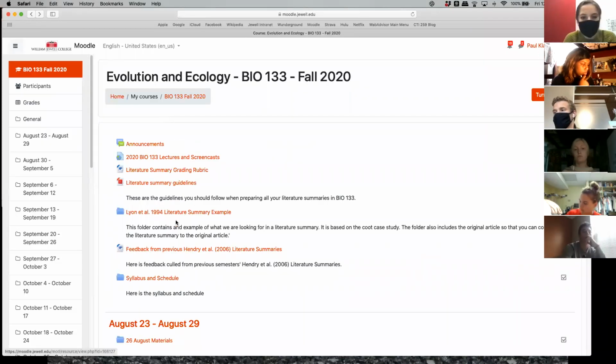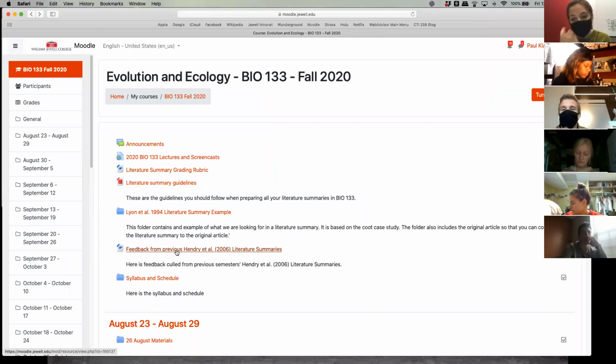The last thing I put up here is this: we've graded a bunch of Henry et al. literature summaries over the years, and a number of years ago I prepared some general feedback that applies to practically every semester we've done this. Students tend to make the same mistakes on their first literature summary. I was reading through this yesterday, and there's a lot of good information in it. If you read this before you start writing, you're going to avoid some of the pitfalls that people who've come through the class before you have fallen into.